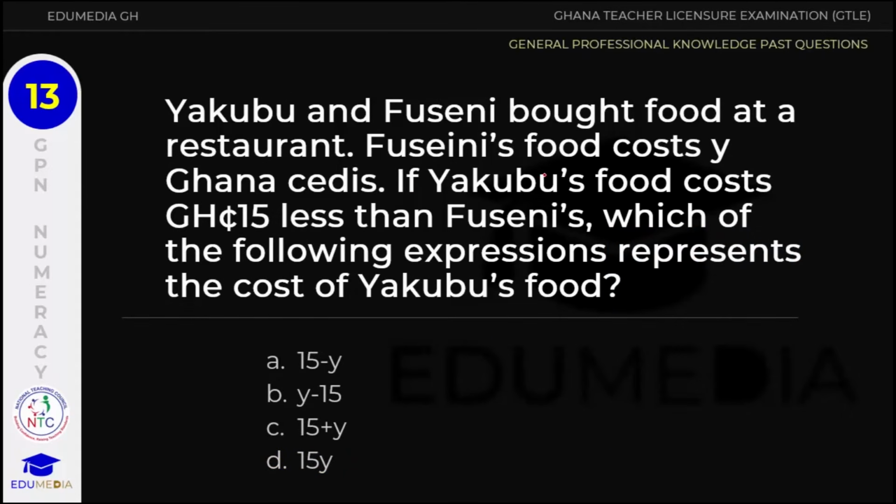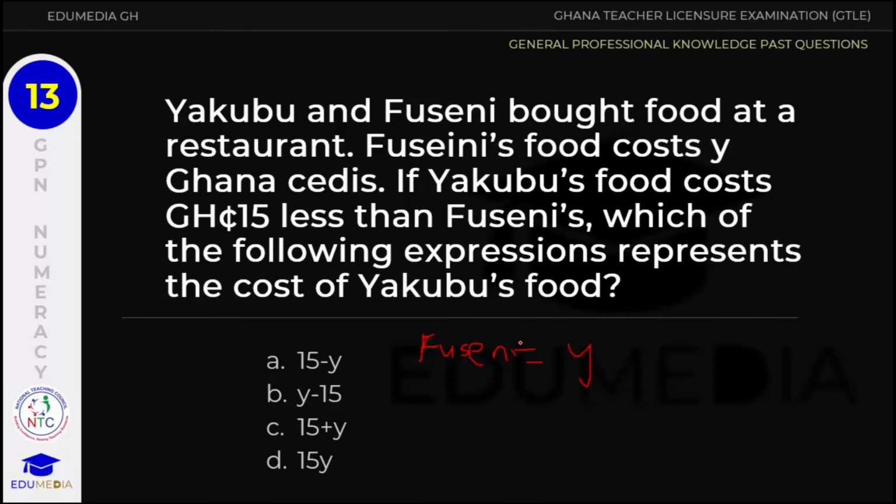Question 13. Yakubu and Fuseni bought food at a restaurant. Fuseni's food cost Y Ghana cedis. If Yakubu's food cost 15 Ghana cedis less than Fuseni's, which of the following expressions represents the cost of Yakubu's food? So first of all, how much is Fuseni's food? We don't know. So let's represent Fuseni by Y.